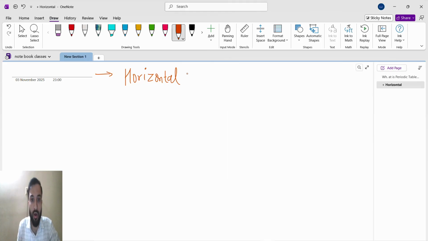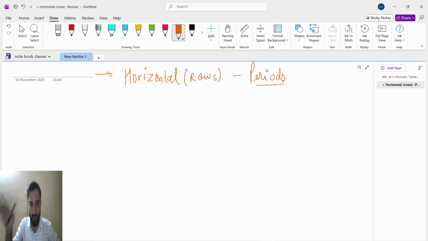There is a lot of space, guys. Horizontal means what, guys? Horizontal is nothing but rows. Vertical means columns, right? So horizontal is rows, and a horizontal row is called a period.